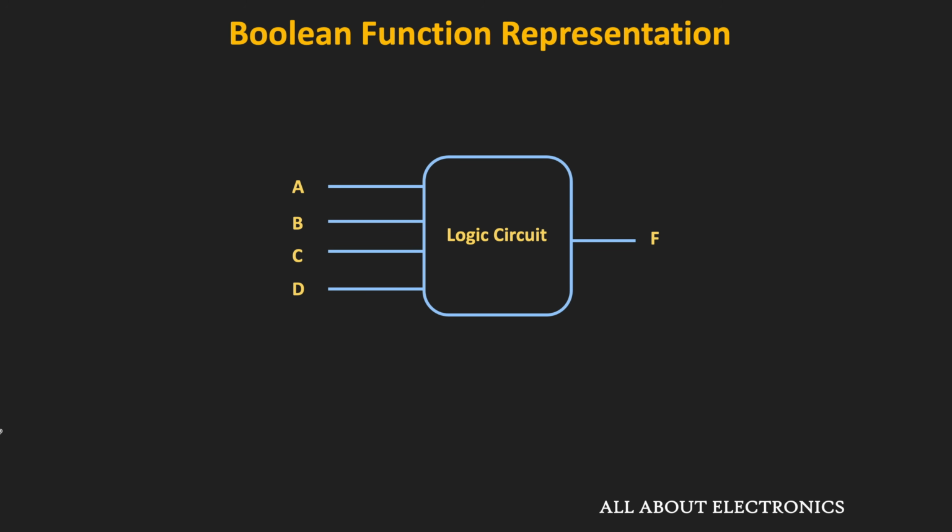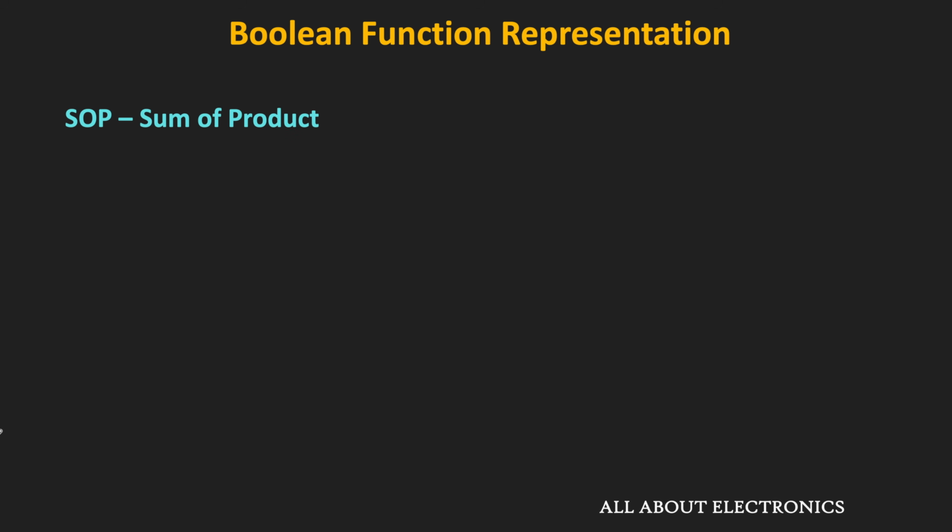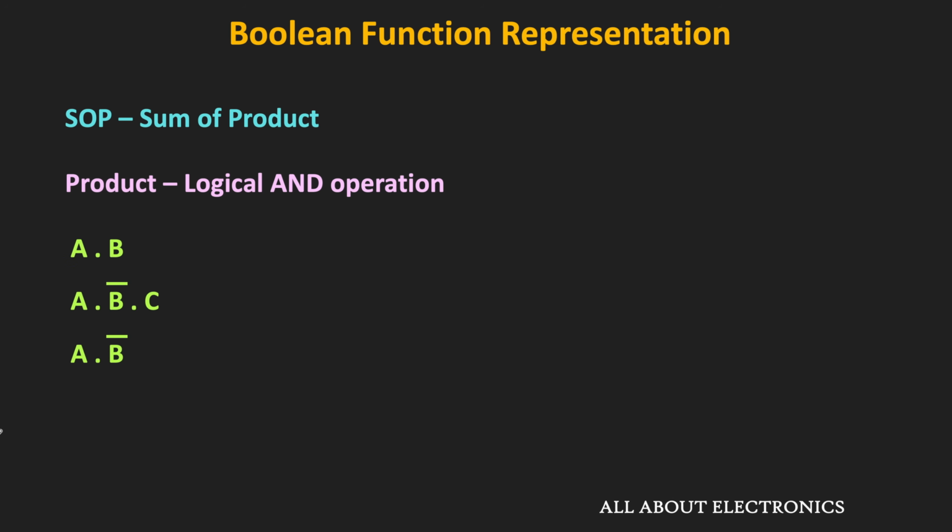Now this Boolean expression or Boolean function can be represented either in the sum of product form or in the product of sum form. So first, let us see the sum of product form of representation. In this SOP form, the product term is the logical AND operation of the different input variables, where the variables could be in the true form or in the complemented form. So these are a few examples of the product term.